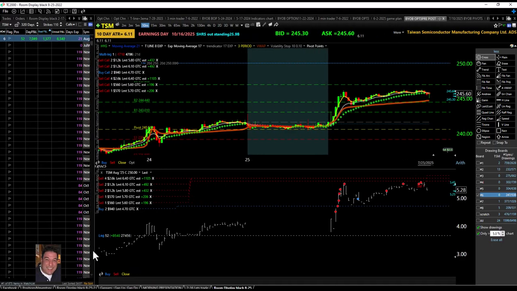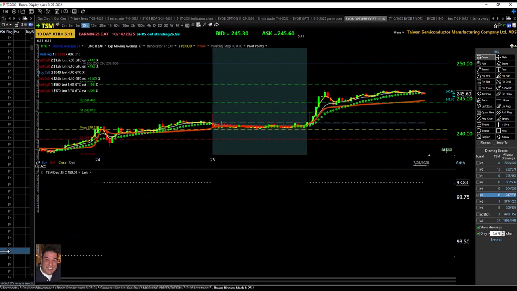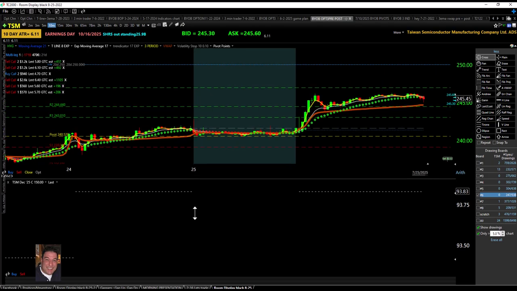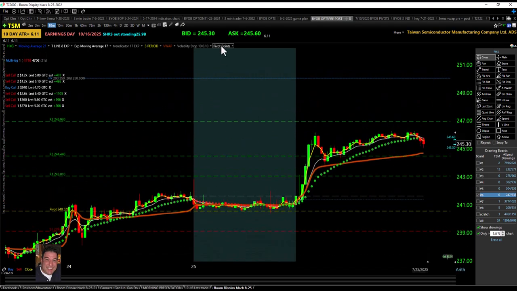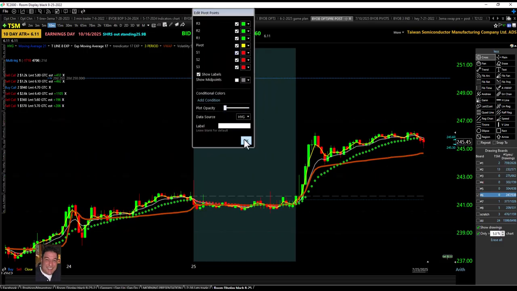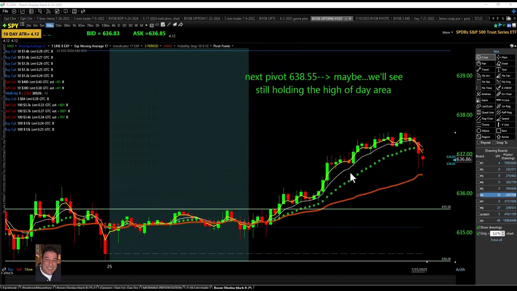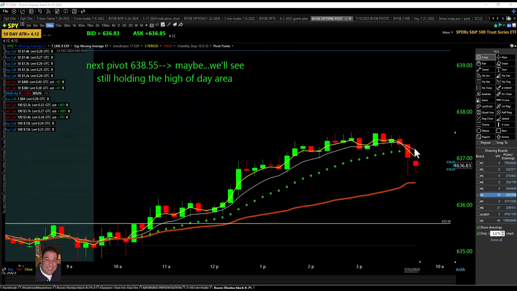Let's take a look at what we got for charts. Looks like we got a 10-minute downtrend coming into the close. I'm going to take the pivots and slide those into silent mode. So here's the 10-minute chart. You can see we got the yellow 3 EMA crossing underneath the 8 EMA right here. So we got a 10-minute downtrend coming into the close.